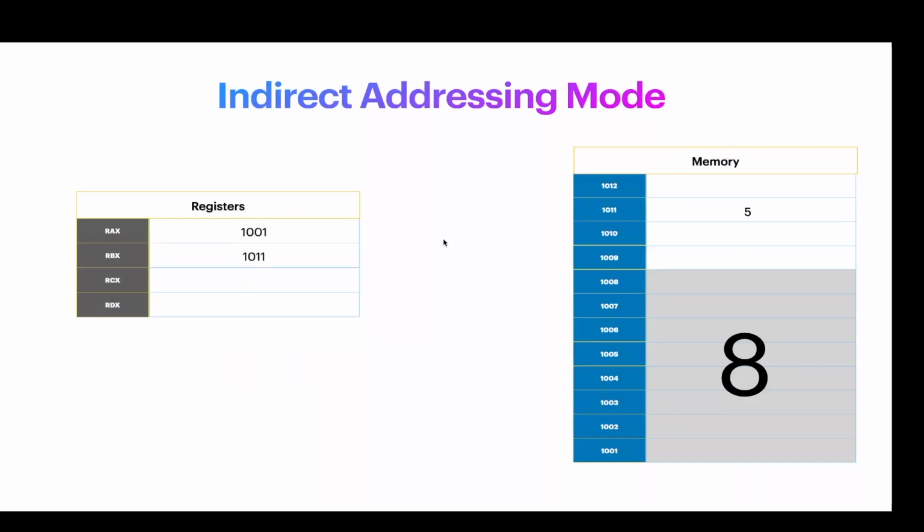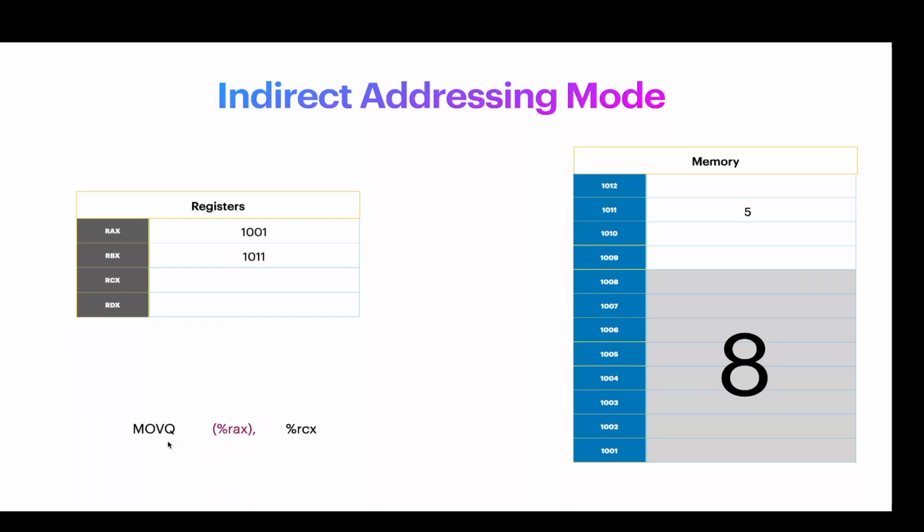Let's look at indirect addressing mode. These are the contents in the register, and these are the contents in memory. So keep in mind the memory is 1 byte wide here. The memory address starts from 1001, increments by 1, and goes up to 1012. So let's look at the indirect addressing mode with an example.